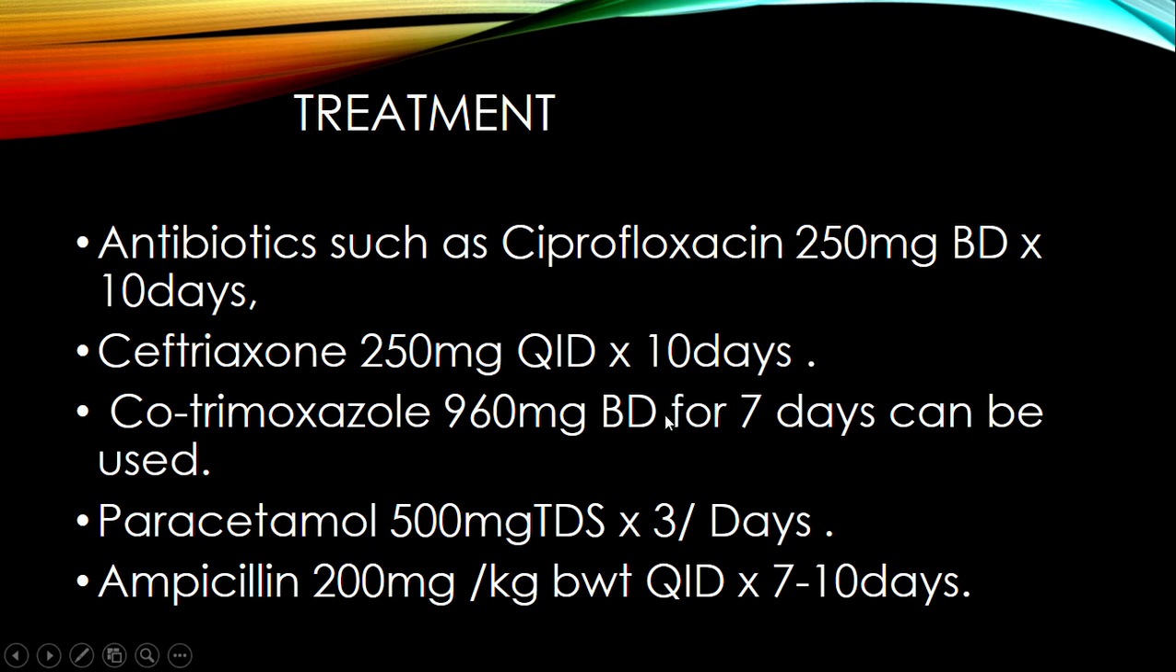Other antibiotics include cotrimoxazole, which is Septrin. It can also be given according to the body weight. In adults it will be 480 milligrams to 960 milligrams. It can be given BD or OD, depending on how severe the infection is. Then other antibiotics include ampicillin, which can also be given.